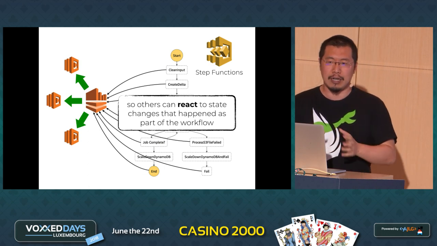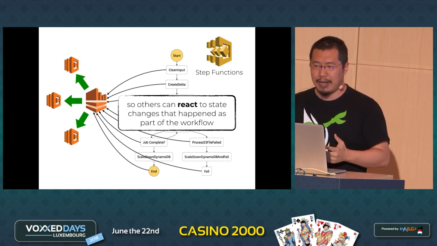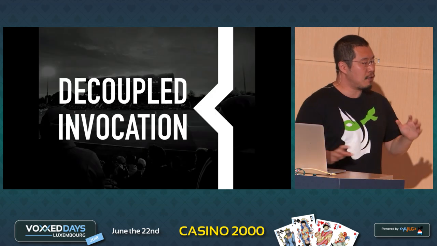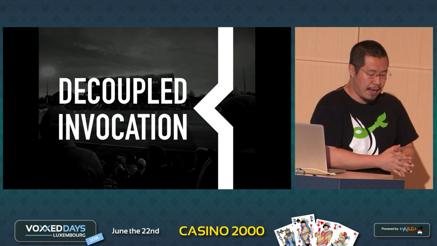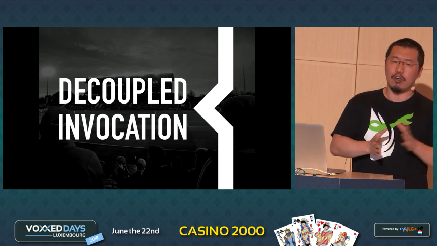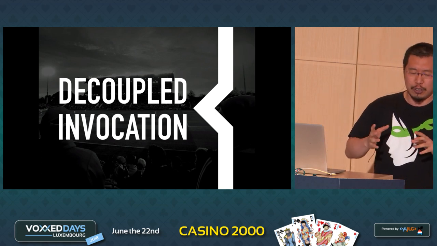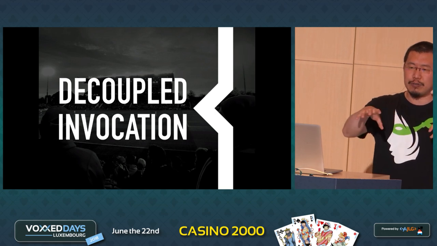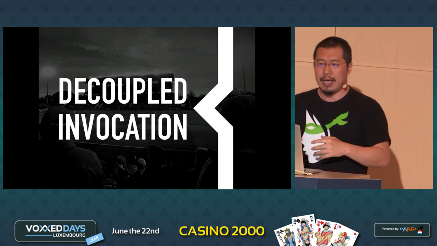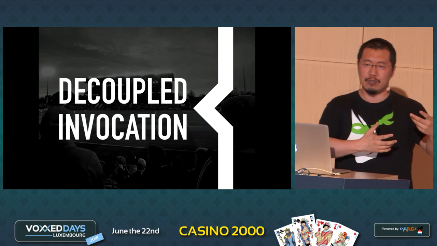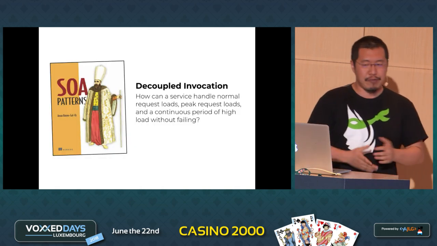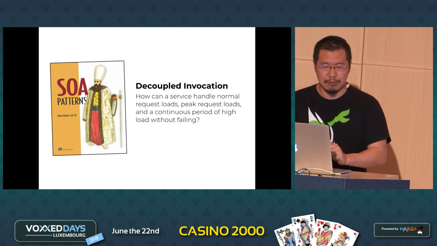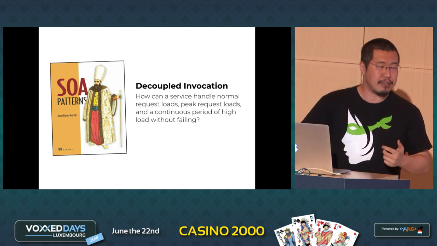I see people use Lambda with other different event sources available in AWS. So let's look at some implementation patterns of how you actually do certain things, and talk about an important topic that we don't talk about enough, which is how you choose different event sources in different situations and leverage the behavior between the event source and the Lambda function itself. I want to start with decoupled invocation, which is a pattern that came straight out of the SOA patterns book.